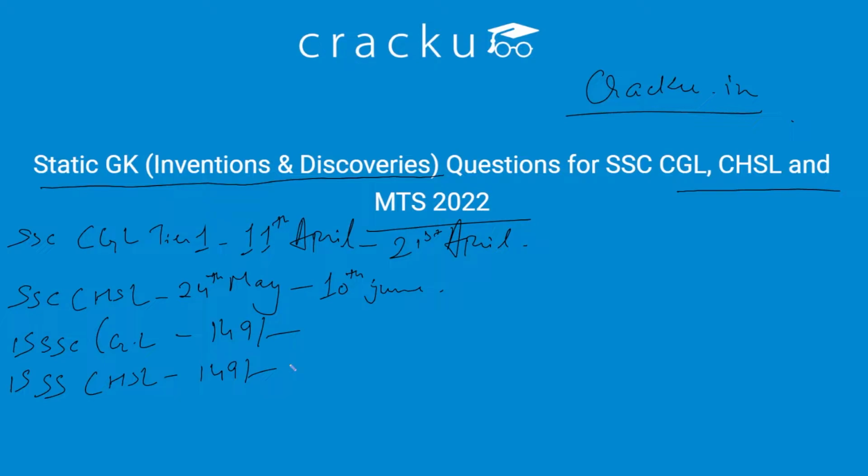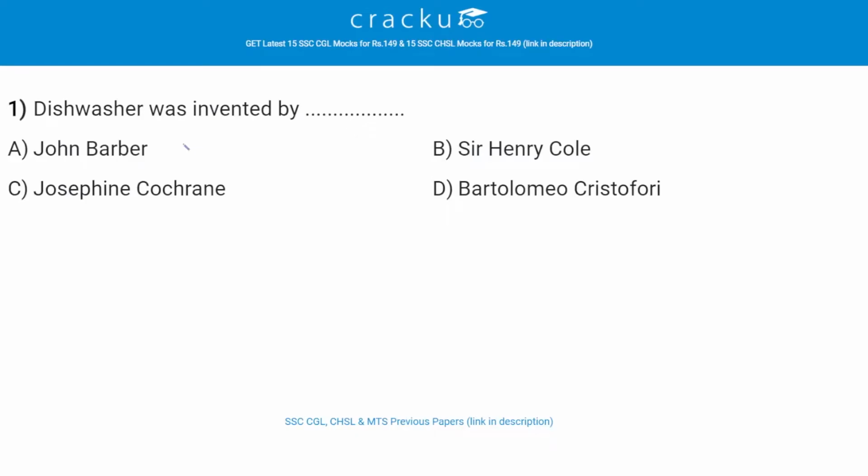Let's start with today's session. Dishwasher was invented by dash. The correct answer is C, that is Josephine Cochrane.